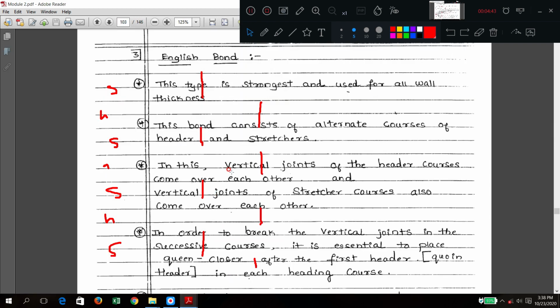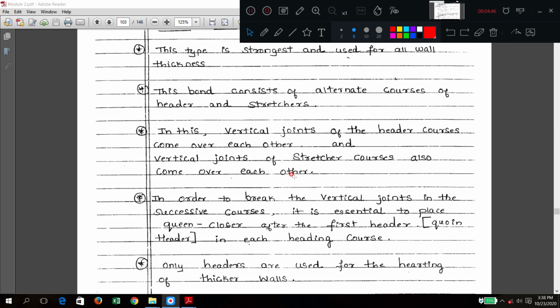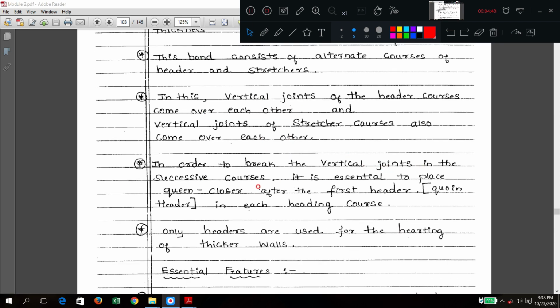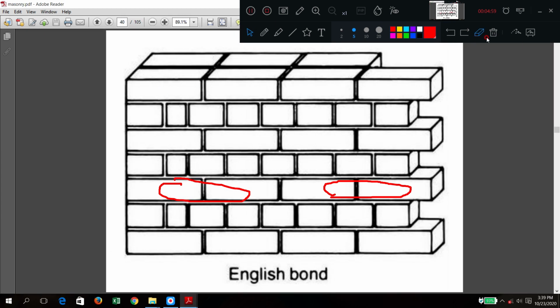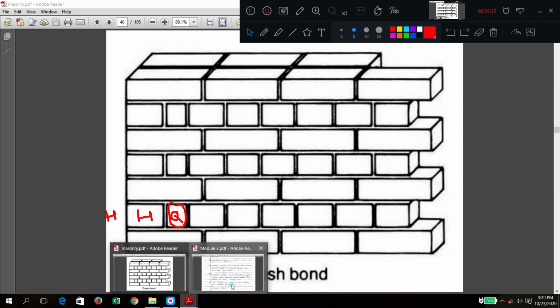Now the third point, what is this then? In order to break the vertical joints, we are providing a very essential queen closer after the first header. After the first header, it is mentioned many times here, so obviously it is there. Can you show where is the header course? Yes, this is the header course. Where is the queen closer? This is the queen closer. So after the first header, there will be a queen closer. Very important. Okay. This is the peculiarity of this header course.